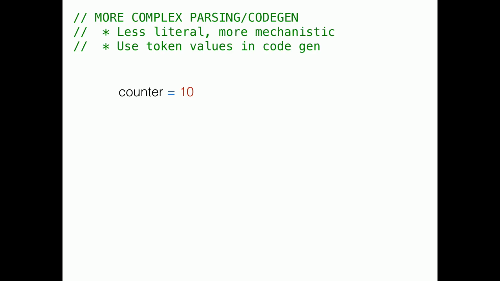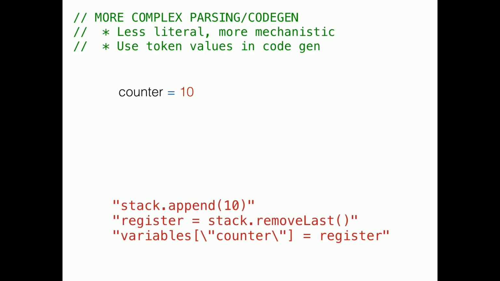The other thing to note is that we didn't have to do this when parsing the loop statement, but obviously when parsing something like an integer literal or a variable name, you're going to have to use the token value, the value of that element in the source code, somewhere in your generated source as well.